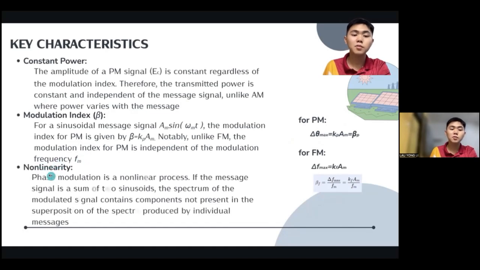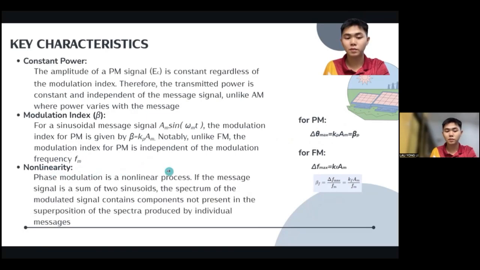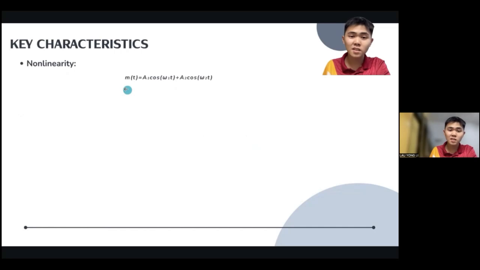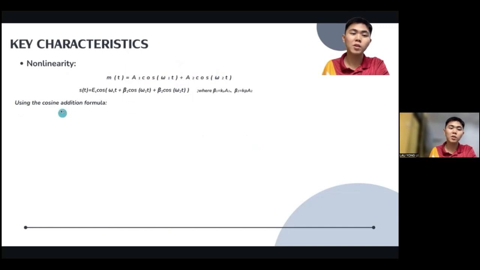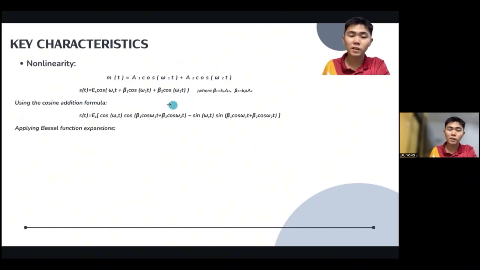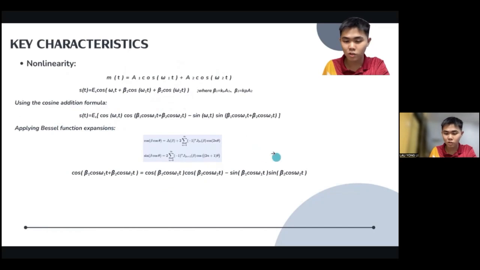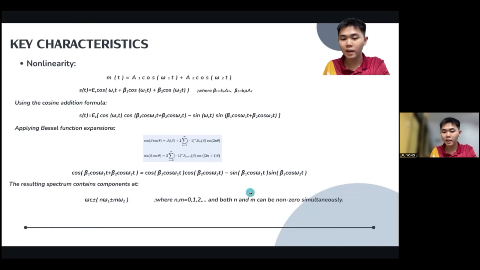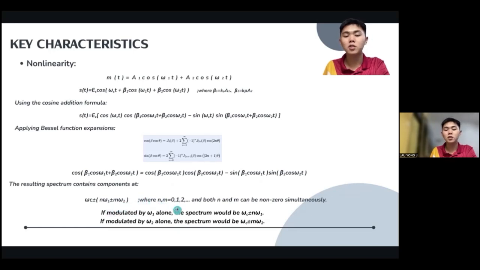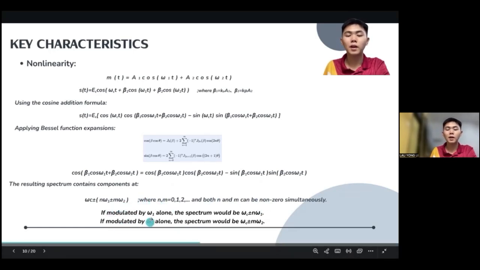Next is non-linearity: phase modulation is a non-linear process. If the message signal is the sum of two sinusoids, then it becomes like this. Then we use the cosine addition formulas, and we take out the center part to apply the Bessel function expansions, and then we can get these equations. The resulting spectrum contains components at these frequencies, where n and m can be non-zero simultaneously. If modulated by omega 1 alone, the spectrum will be like this. If modulated by omega 2 alone, the spectrum will be like this.